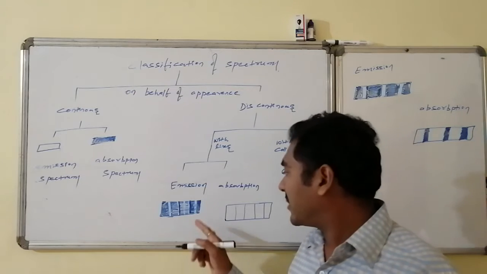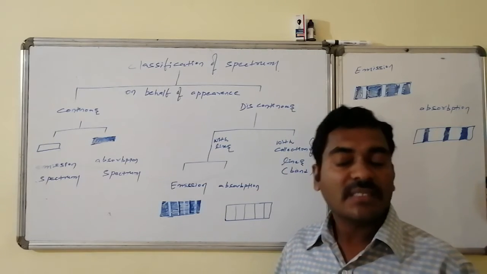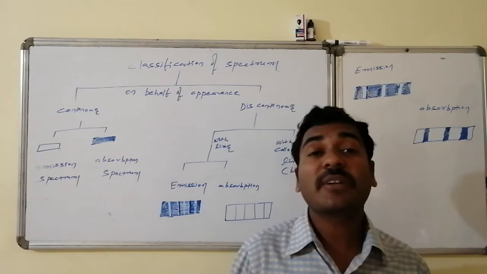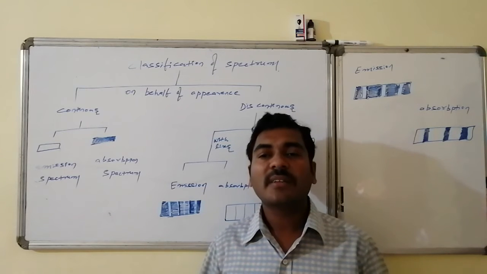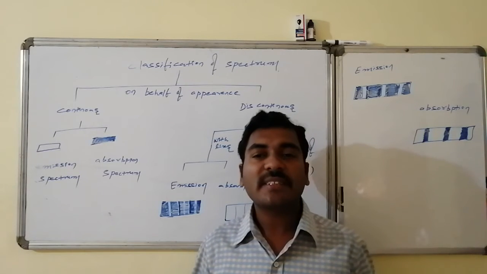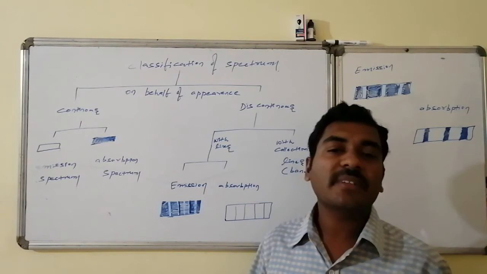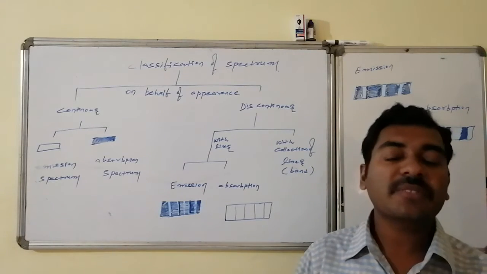On that dark background you will find bright colored sharp lines. The presence of bright sharp lines indicates the presence of those particular waves. Whereas many waves are absent, some particular waves are present. Such information is given in the form of line spectrum. That is the line emission spectrum. And the reverse of that is the absorption spectrum.